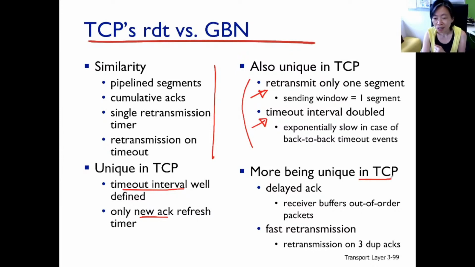More unique in TCP are these. The TCP receiver here is also trying to reduce the effort of sending ACKs. The TCP receiver also tries to buffer data that arrives out of order, so memory is required at the TCP receiver, unlike the Go-Back-N receiver. TCP also implements fast retransmission, so for certain patterns of loss, we get to recover faster instead of always waiting for a timeout.